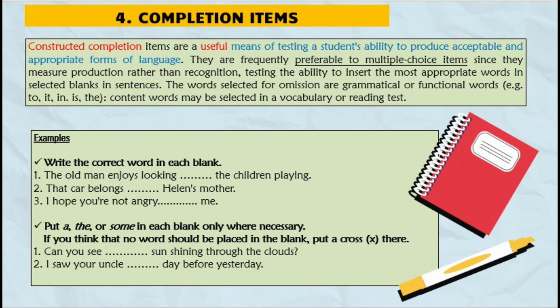The fourth type is completion items type. Constructed completion items are a useful means of testing a student's ability to produce acceptable and appropriate forms of language. They are frequently preferable to multiple choice items since they measure production rather than recognition. So here we can see some examples. The first example is: write the correct word in each blank. Or we can see also the second example: put a, the, or some in each blank only when necessary. If you think that no words should be placed in the blank, put a cross there.